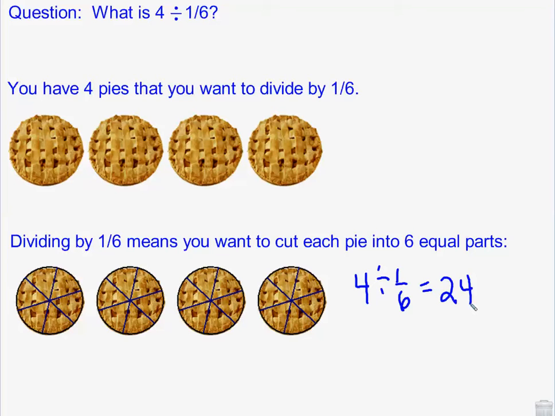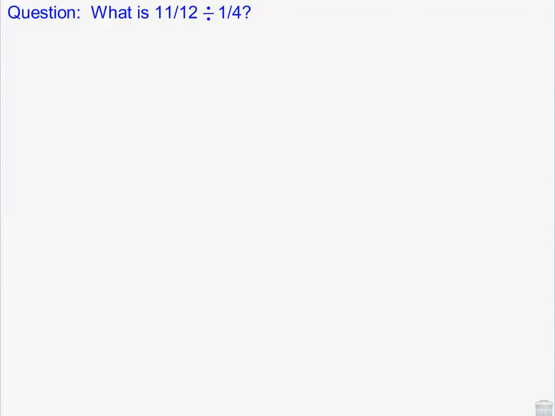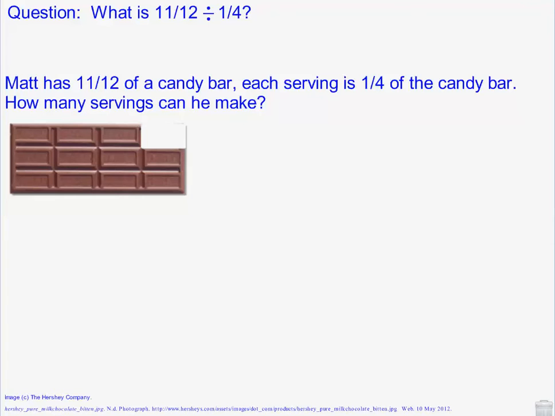Now, this is an easy example when I have a whole divided by a fraction. But let's say that we had a fraction divided by another fraction. For example, what is 11/12 divided by 1/4? Again, to get a better picture of what's happening, let's take a real example of this problem. So let's say that Matt has 11/12 of a candy bar, and each serving is only 1/4 of the candy bar. How many servings can he make?